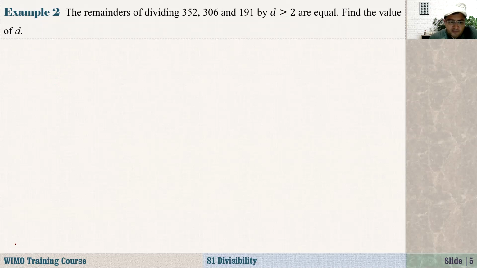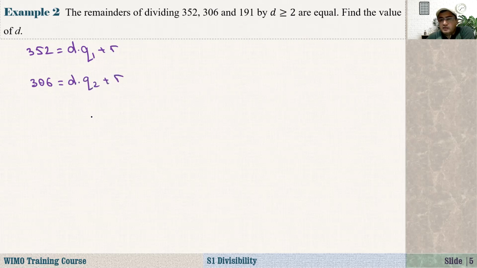What is this? 352, if you divide this by D, we have some quotient, let's say Q1, and the remainder is R. And again, if you divide 306 also by D, we have another quotient, and the remainder is again R. And if you divide 191 by D, we have maybe a different quotient, and the remainder is the same, because the question says that the remainders of dividing these three numbers by some integer D are equal. That's why I'm using the same variable to denote them.